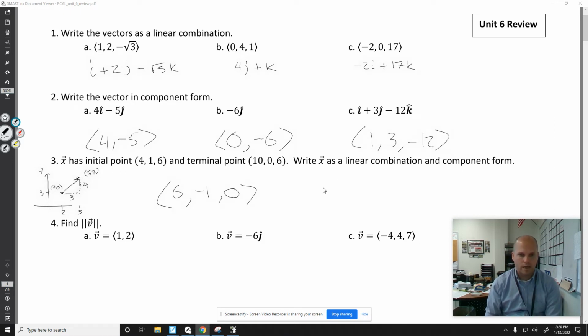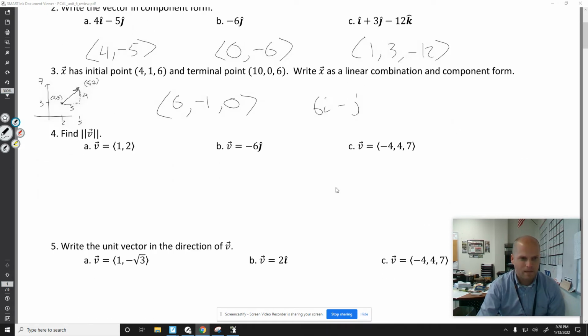There's the component form, and here's the linear combination. There's no k, so you don't need it.